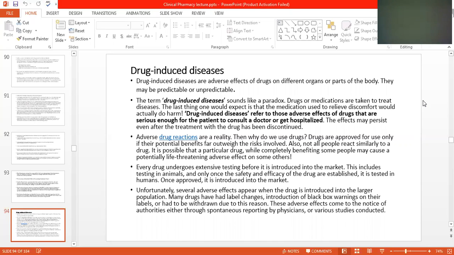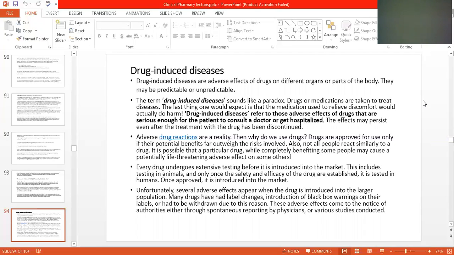Unfortunately, several adverse effects appear when the drug is introduced into the larger population. It means if you are trying this drug in a smaller population, you may not come out with any such side effects. But when you increase the population to whom you are giving this drug, then you will see some side effects.